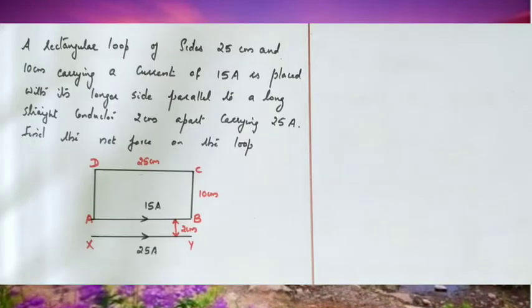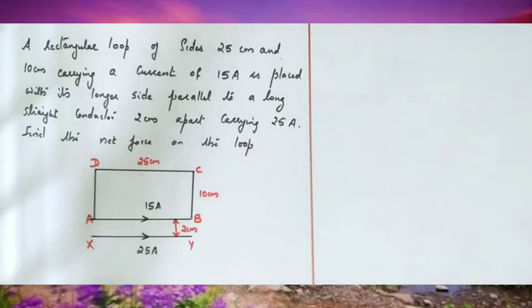We can do some numericals. First question: a rectangular loop of side 25 cm and 10 cm carrying a current of 15 ampere is placed with its longer side parallel to a long straight conductor 2 cm apart, carrying 25 ampere. Find the net force on the loop.